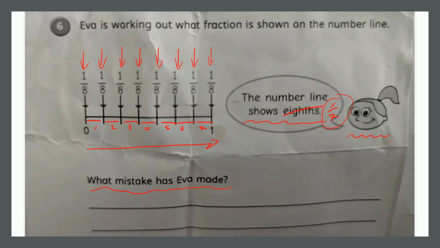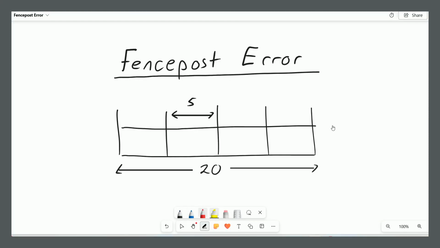Okay, now this is a common mistake known as a fence post error or an off by 1 error. Where the error gets its name is an example like this. Let's say we have a fence which is 20 meters in length. And let's say there is a post every 5 meters. So these posts are pretty far apart compared to a typical fence. So the question is, how many posts are needed to cover the fence?